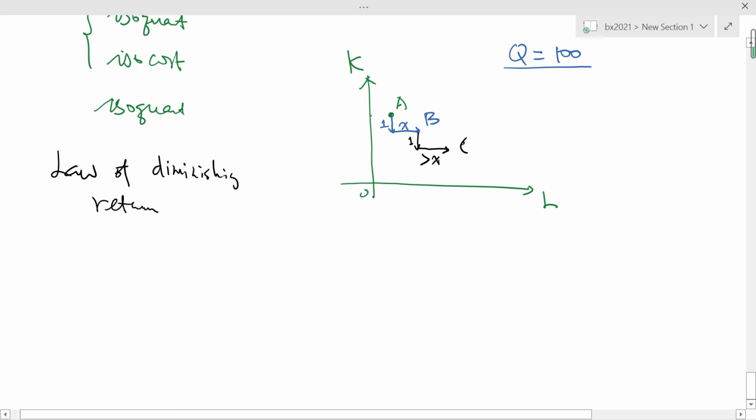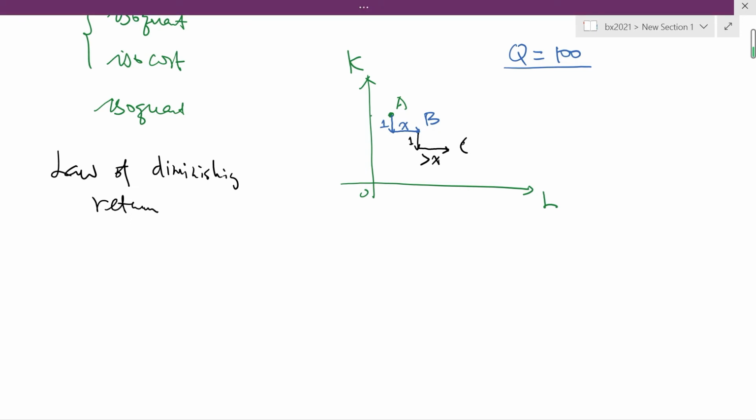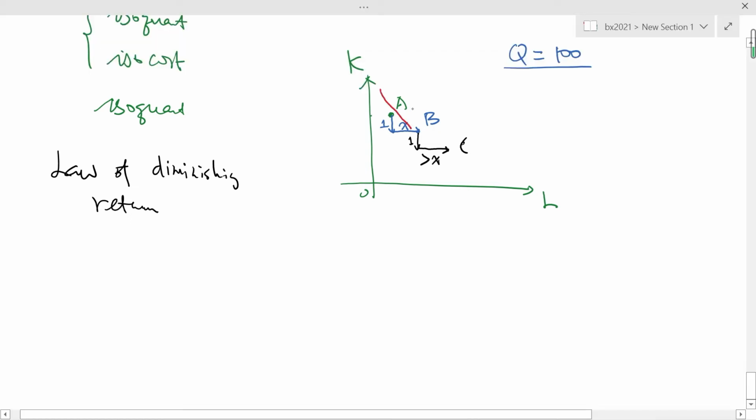Compare B and C. At C, we are using less capital and more labor, so the marginal product of labor becomes lower than at B. So now to compensate for a one-unit decrease in capital, we need a larger increase in labor. I can repeat this exercise many, many times and get many, many points. I link all these points together, and then I construct what is called an isoquant. This isoquant corresponds to 100 units of output.